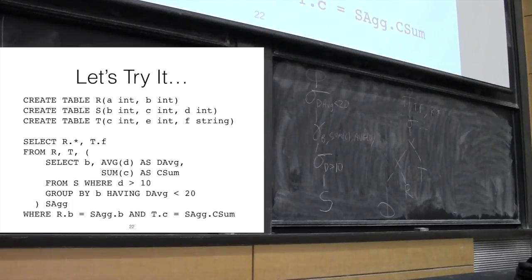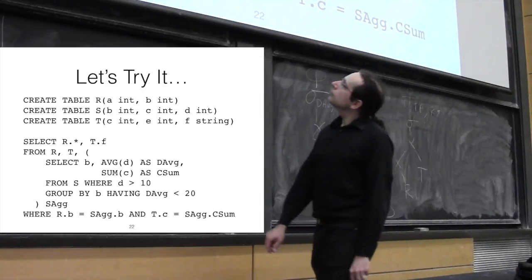Anyone a little weirded out by this? Do we need another selection between the cross product of R and T to know how to join them together? See, in the where clause, you're selecting certain attributes to join R and T on.